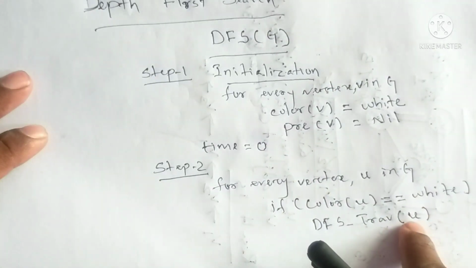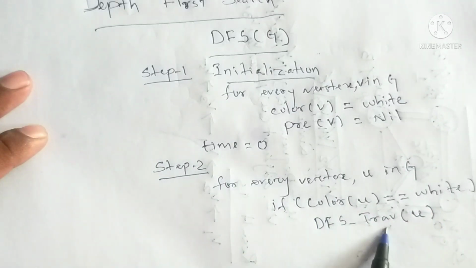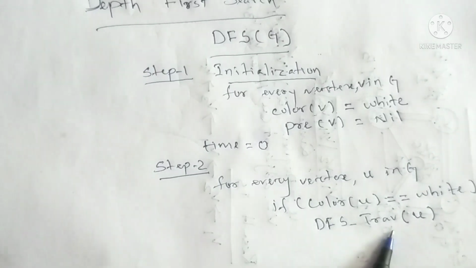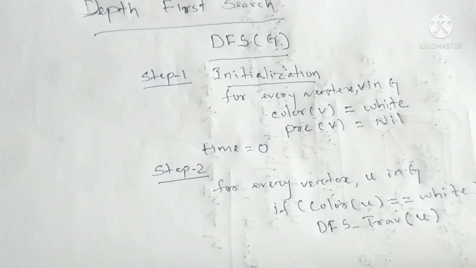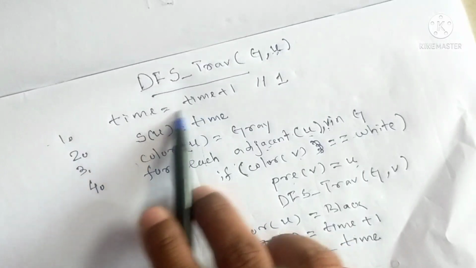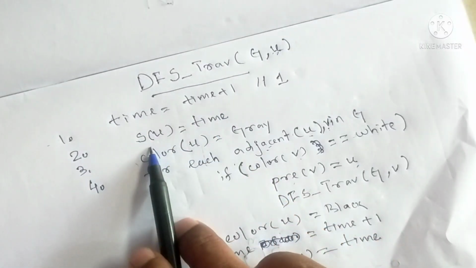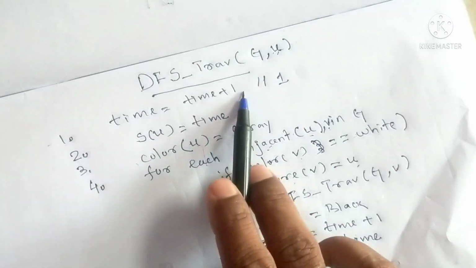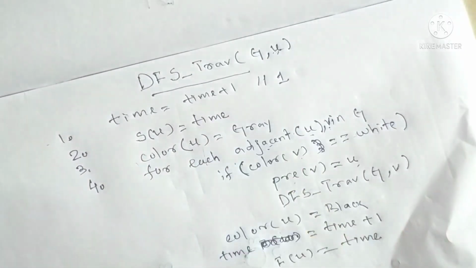In the DFS traversal of A, the DFS traversal function or procedure will be called. If you call the DFS traversal function, how does it look? I told you that in the DFS traversal we have to increase the time value. We will assign the starting time of A as time plus 1, 0 plus 1, which is 1. So let me explain to you. What should we do?